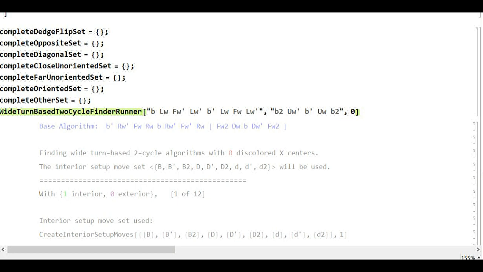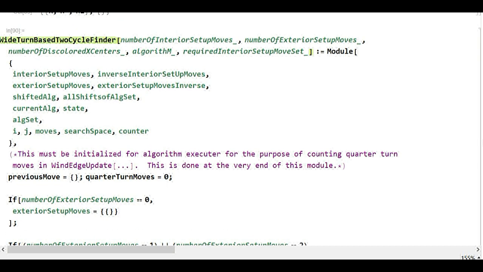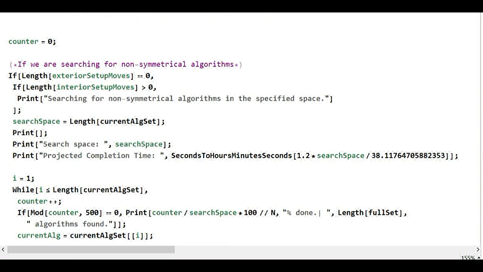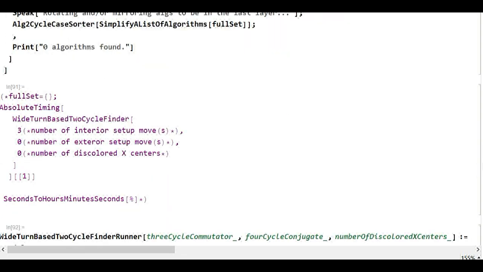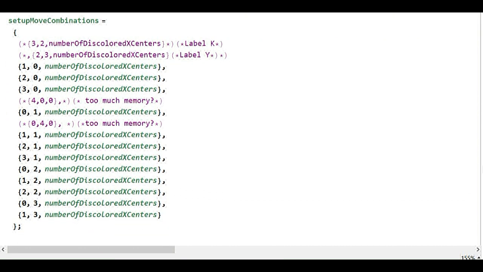And then I'm going to use every possible combination. Let me show you this. This right here is the main program, so the number of interior setup moves is the first parameter. Number of exterior is the second. If I go back now, I can clean this up if someone requests. This is the combinations that I ran. I said too much memory for 4. Maybe not for interior, but for exterior it certainly would be.